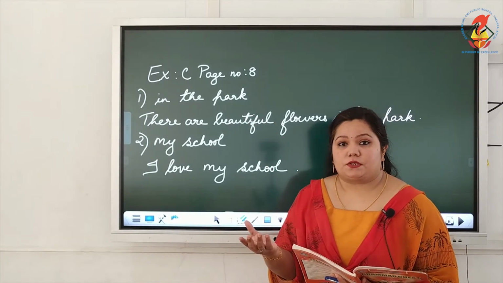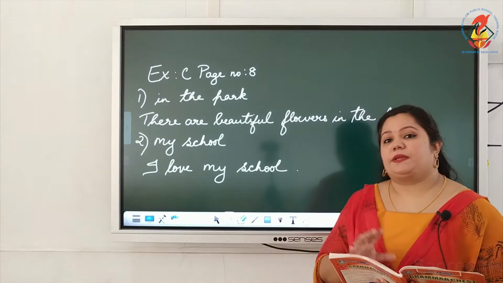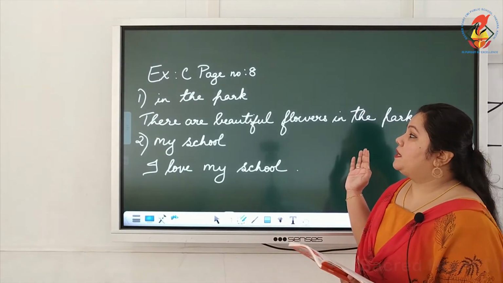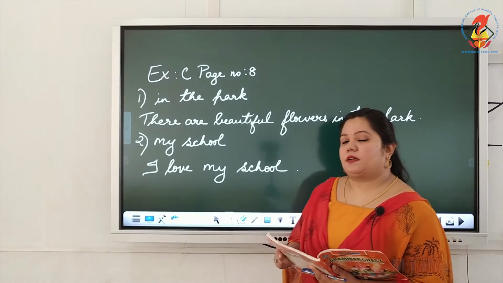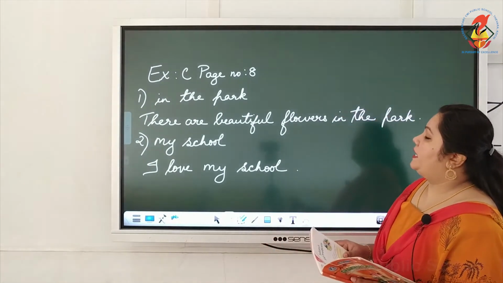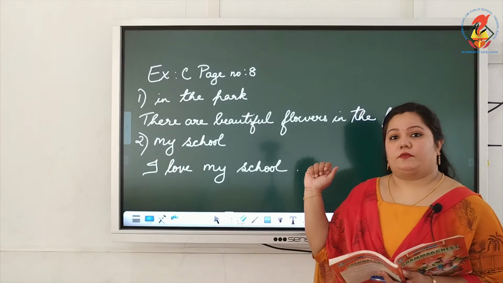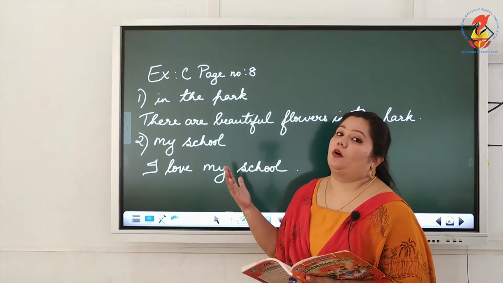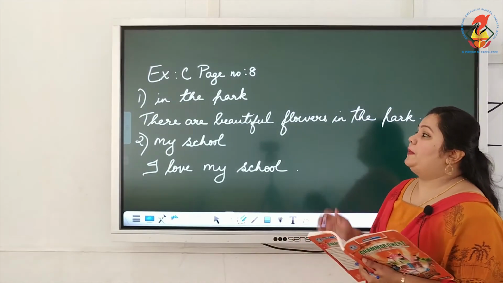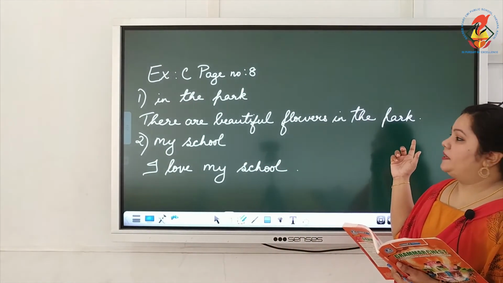Nothing about it. We don't get a clear picture, so it is not a complete sentence, right? But we can do something. We can add a few words in order to make it a complete sentence. So what do we add here? Here I have written, there are beautiful flowers in the park. So if we want, we can add words of our choice and we can make it a complete sentence. So here, this is a complete sentence.